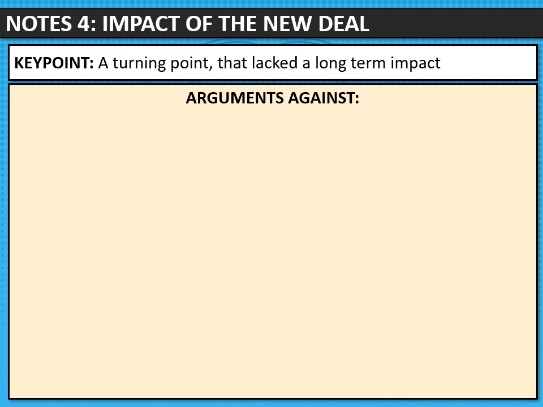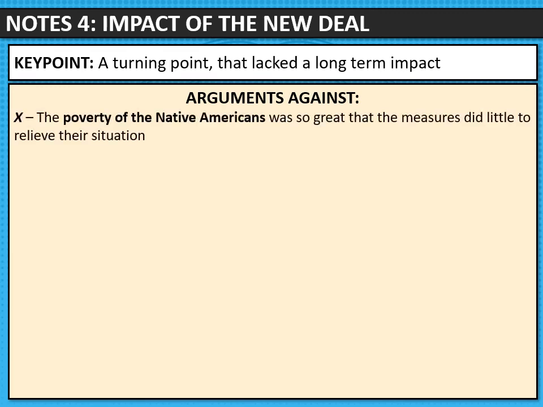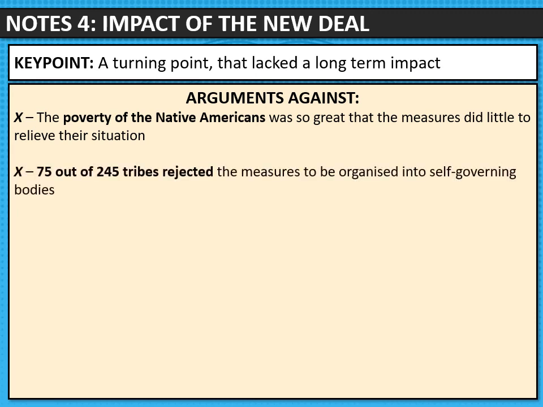What about the arguments against? Well, the poverty of the Native Americans was so great that all of these measures did little to actually relieve their situation. It wasn't a significant enough response to solve the problem. Interestingly as well, 7 out of 245 tribes actually rejected the measures to be organised into self-governing bodies. And that links to our point about the Native Americans not being consulted and many not supporting the Wheeler-Howard Act.